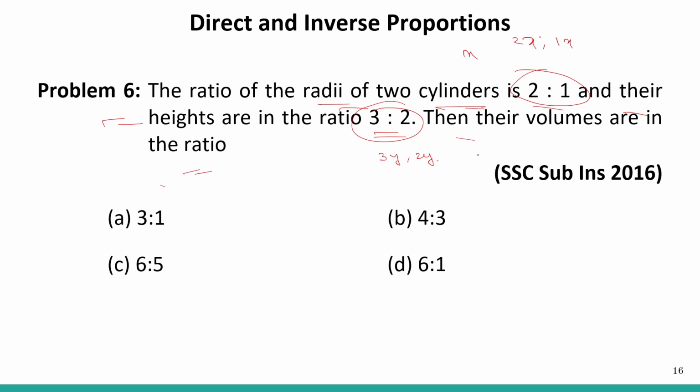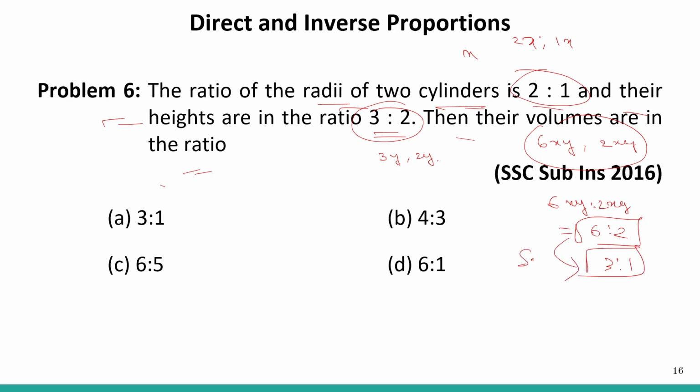So their volumes respectively will become what? 2 into 3 is equal to 6xy, and for the second one it will be 2xy, right? So keeping their ratio, 6xy is to 2xy will become 6 is to 2, which is equal to 3 is to 1. We can also simplify this. After simplification, 3 is to 1 is the answer here. These are all wrong answers, so the only correct answer here is 3 is to 1. This question has been asked in the SSC Sub Inspector 2016 exam. So the answer will be 3 is to 1.